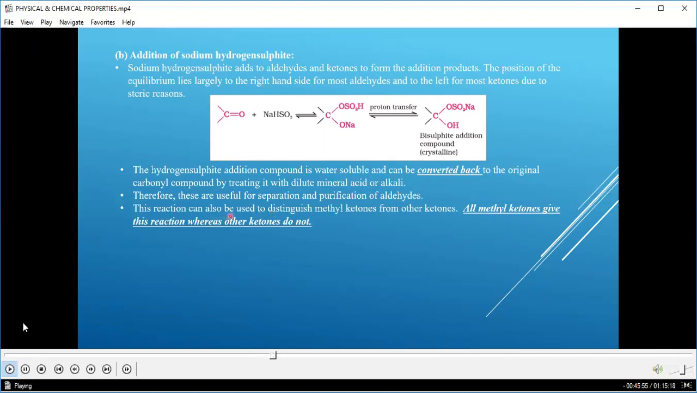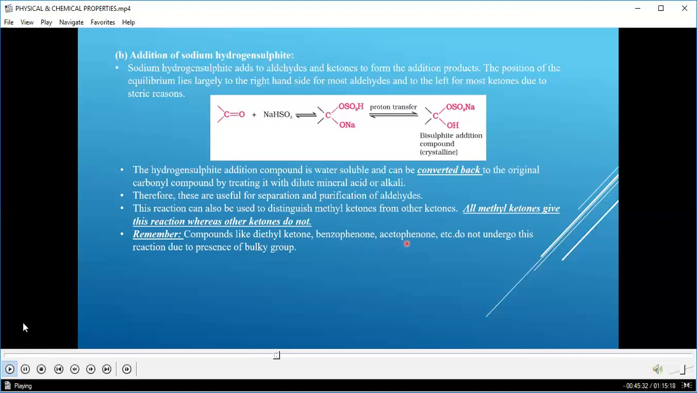This reaction can also be used to distinguish methyl ketones from other ketones. All methyl ketones give this reaction, whereas other ketones do not. The point you need to remember is that compounds like diethyl ketone, benzophenone, acetophenone, etc. do not undergo this reaction. Why? As we have discussed earlier, due to steric hindrance, due to the presence of bulky groups.